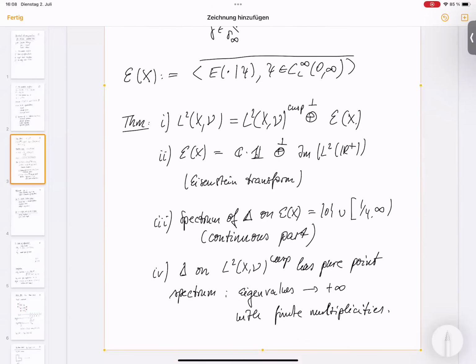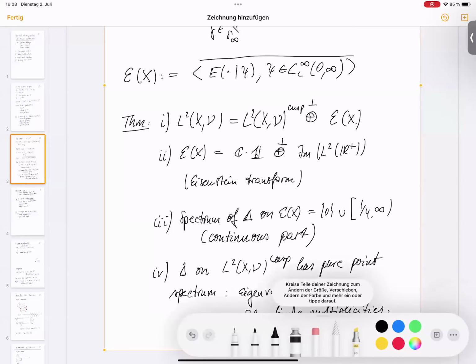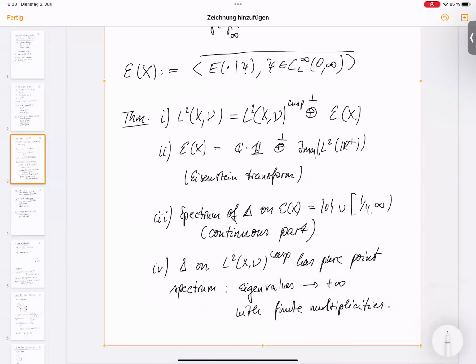And then I summarize what you have in all textbooks on L2 of the modular surface, namely that there is an orthogonal decomposition of the whole L2 space into cusp forms and the Eisenstein series. The Eisenstein series itself decompose into the constants, and the image — should be the image, not to be confused with an imaginary part — of a copy of L2 space of R plus with its Haar measure.